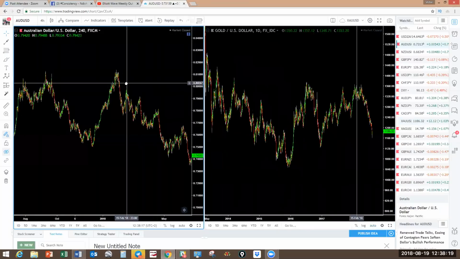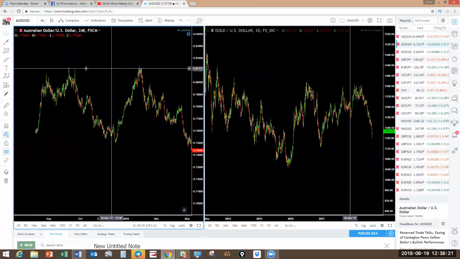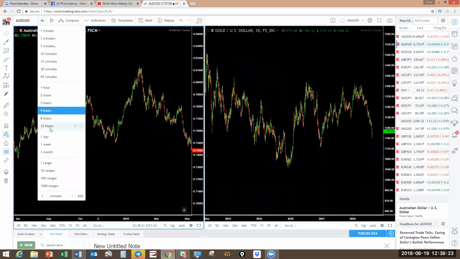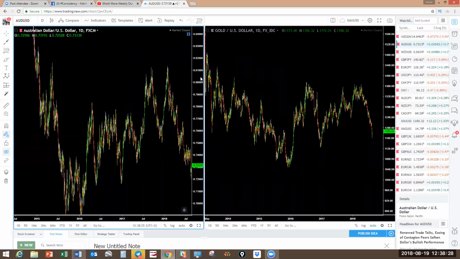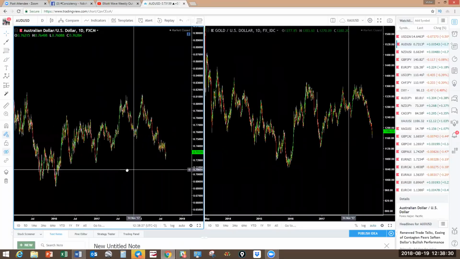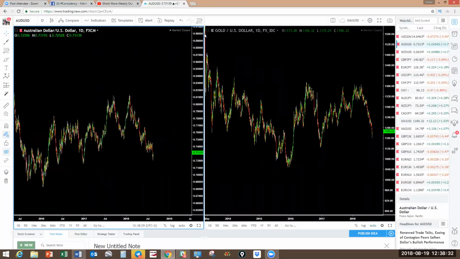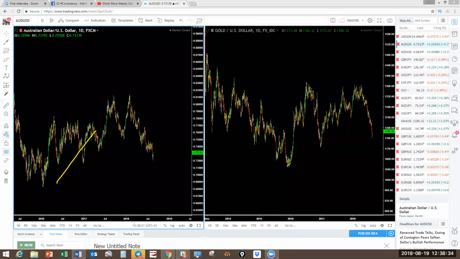Right, so that is gold, and on the left-hand side, there's AUD US dollar. I need to put it up on the daily as well, so we can compare apples with apples. If you look at this correction that is happening on AUD US dollar, it is exactly this correction that is happening on gold. And now we are on this down move on gold. So there is a clear-cut relationship between AUD and gold.